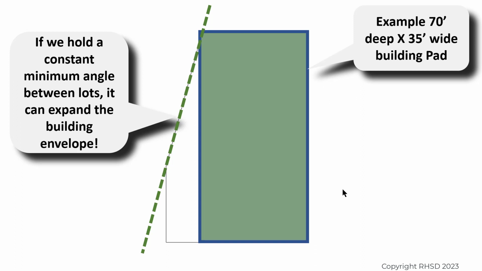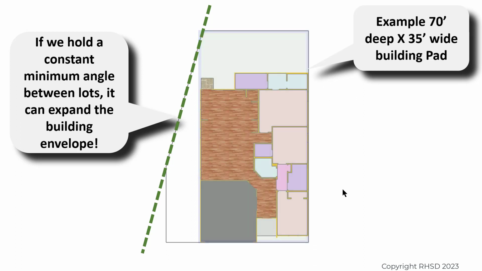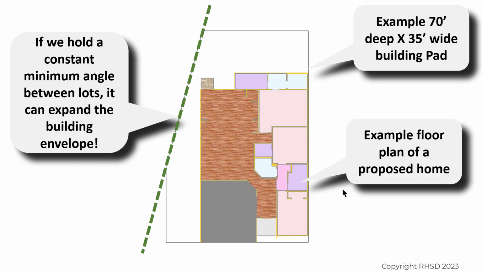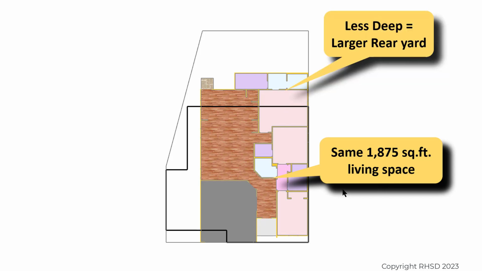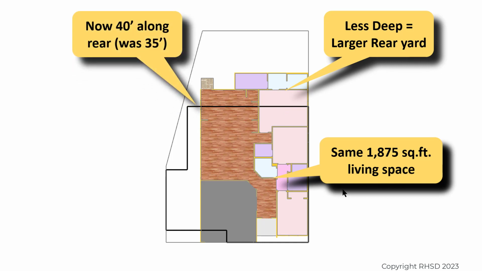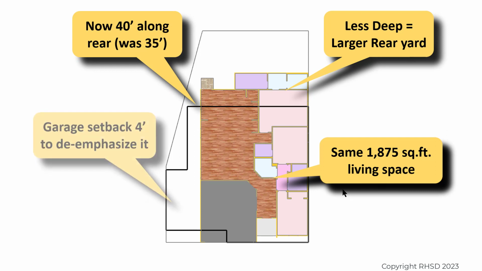So in this example, we're using a 70-foot deep by 35-foot wide building pad. And we start with a hypothetical home to show you how this would work. Now, we're going to use the same 1,875 square foot within that perimeter, and we're going to widen it at the front of the home. So we have a less deep home to maintain the square footage because we're widening along that angle, so we have a larger rear yard. What was 35 foot wide along the rear is now 40 foot wide.